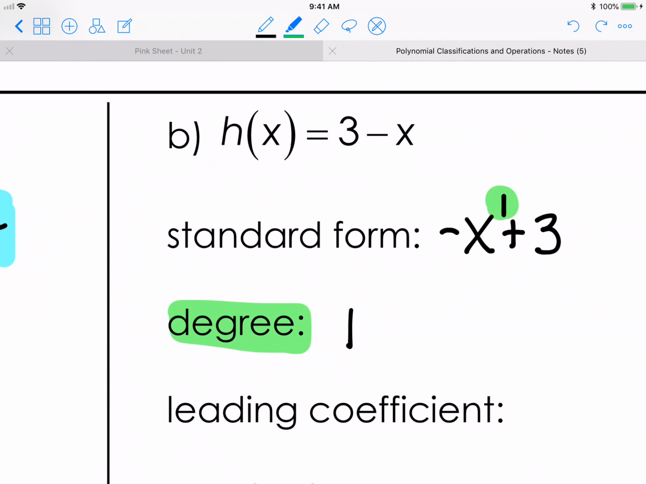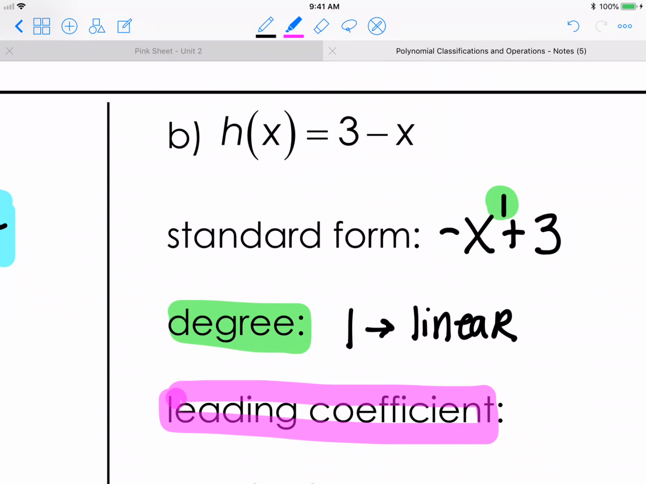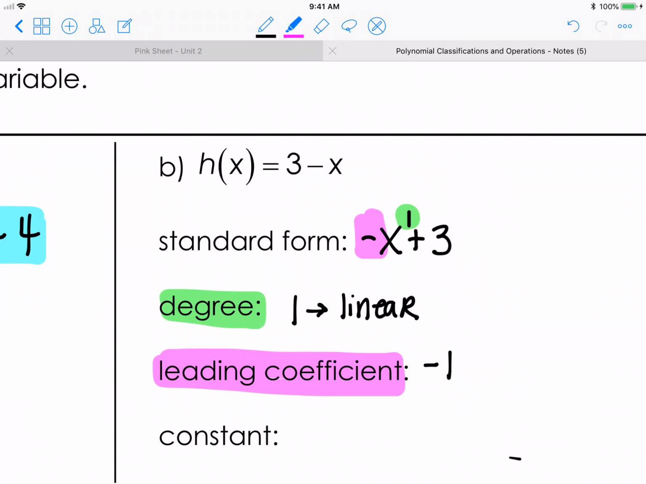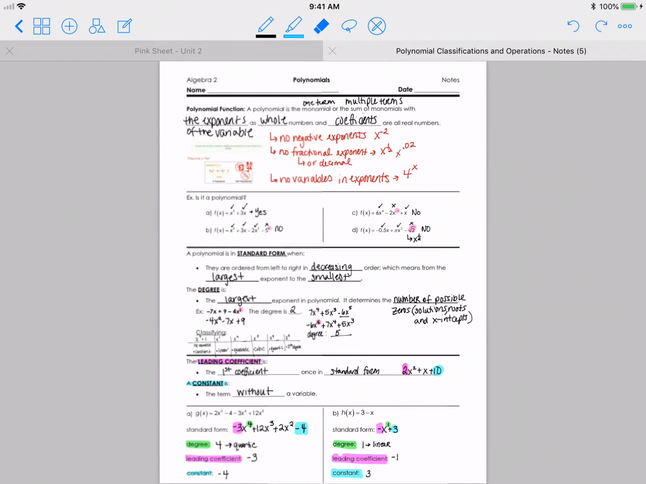So that degree would be linear. Okay, what's your leading coefficient? It would be the coefficient in front of that leading degree, and that would be a negative 1. And your constant is going to be the number without a variable. So your constant in this example is 3. Okay, flip over to the back.